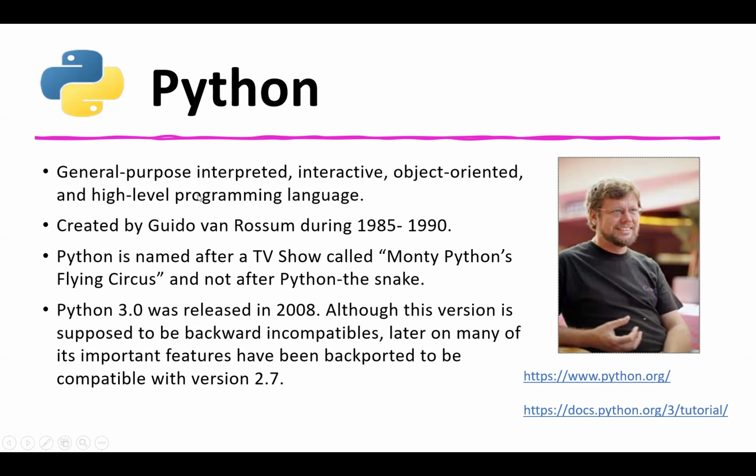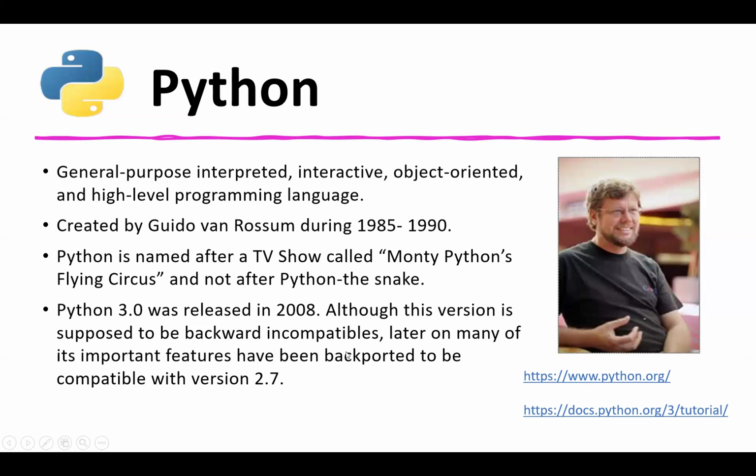And it is general purpose, interpreted, interactive, and also, when you talk about programming languages, some might ask whether it is object-oriented programming. Yes, Python supports object-oriented concepts, and Python is a high-level programming language. That means a user-friendly, human-readable language. And Python is not named because of the snake. It is named Python after the TV show called Monty Python's Flying Circus.